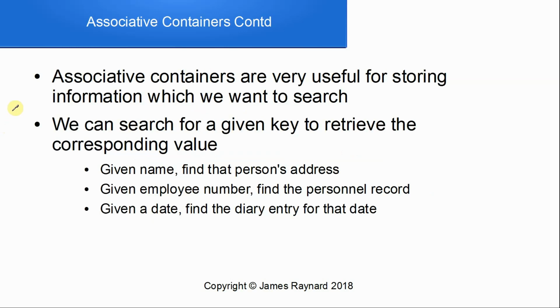Associative containers are very useful because you can not only store information, you can also search for it. So for example, if we have a container full of people's names and addresses, we can search for a particular name and we'll get the address for that person. We could look up an employee's payroll number and we'll get their personnel record. Or we could look up a date and find the corresponding diary entry. So these are very useful for lots of data processing and other applications.